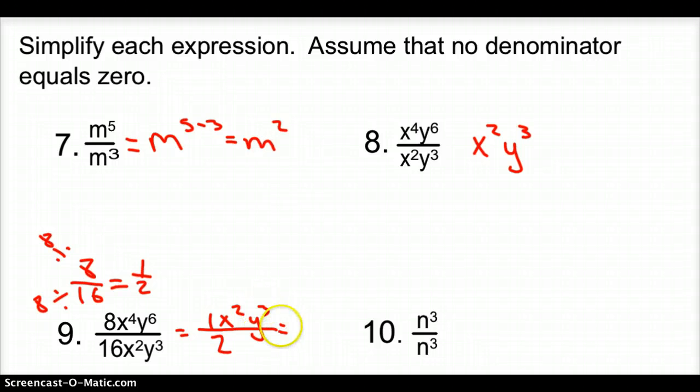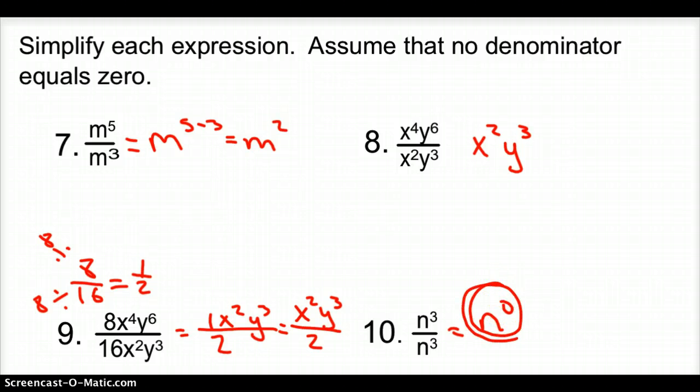We can also rewrite it without that 1 if you so choose, so it's x squared times y cubed all over 2. Now with 10, there's something special here. We subtract it, right? So it's going to be n to the 0, guys. Please check this out. This is n to the 0. Anything to the 0 exponent turns into 1.